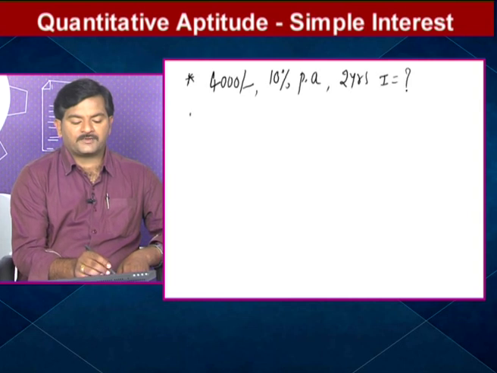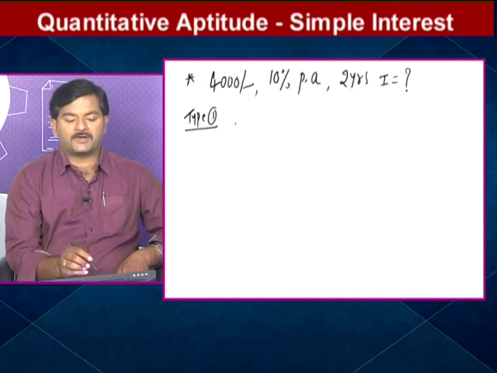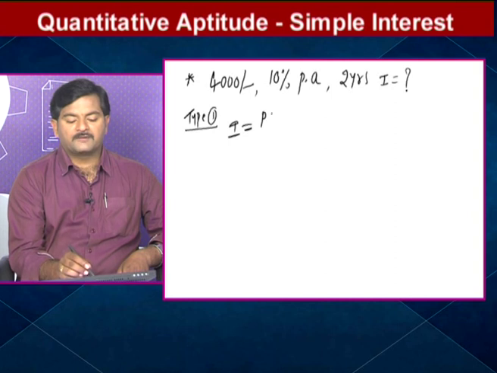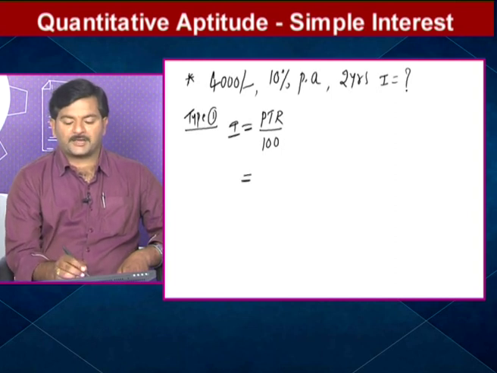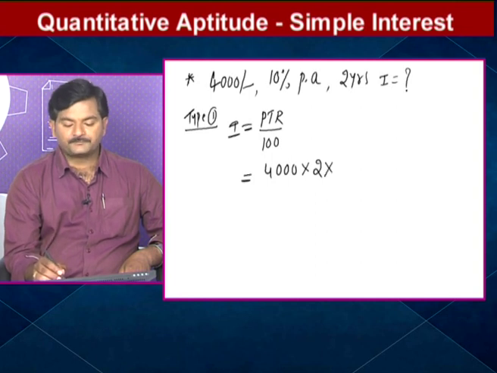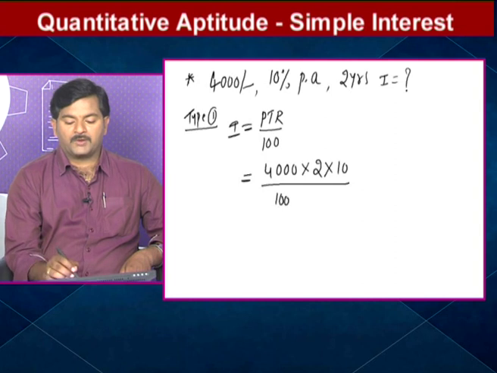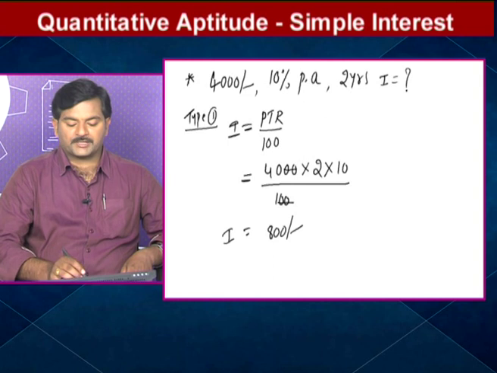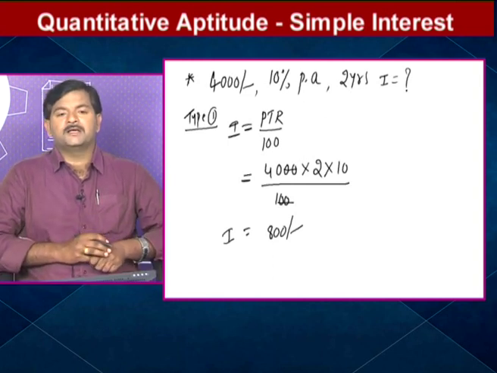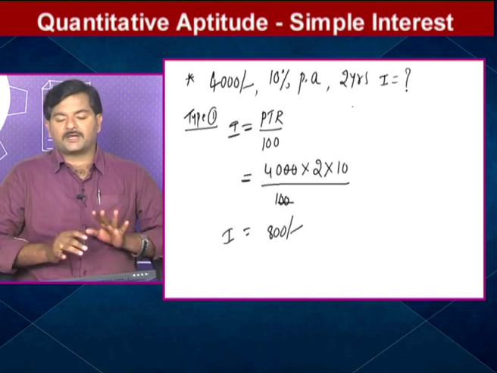Usually we can solve this question in 2 ways, type 1 and type 2. Type 1 is very clear, by using the formula. The formula is I equals PTR by 100. The principal P is clearly given as 4,000, time is 2 years, and the rate is given, all divided by 100. The 2 zeros cancel, 4 into 2 is 8, 80 into 100 gives 800 rupees. Therefore the interest is 800 rupees.